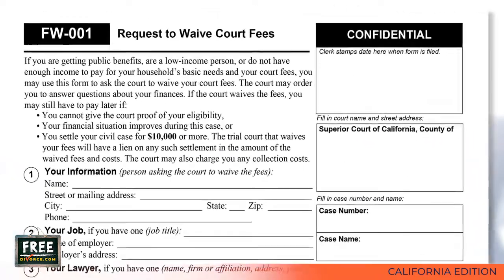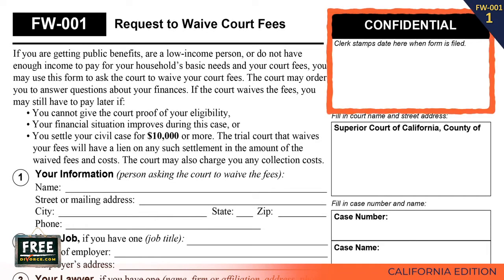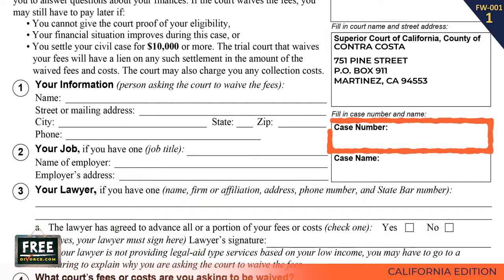On page 1 of the fee waiver form, there are some boxes in the upper right-hand corner below the word Confidential. Leave the top box blank. In the box below that, type in the name of the county where you will be filing the fee waiver form and the address of the courthouse. Leave the case number box blank, unless you already have a case number. If the court previously issued you a case number, then put that number on the form.